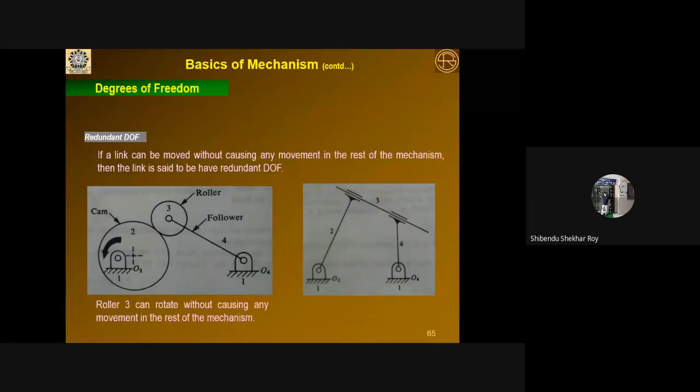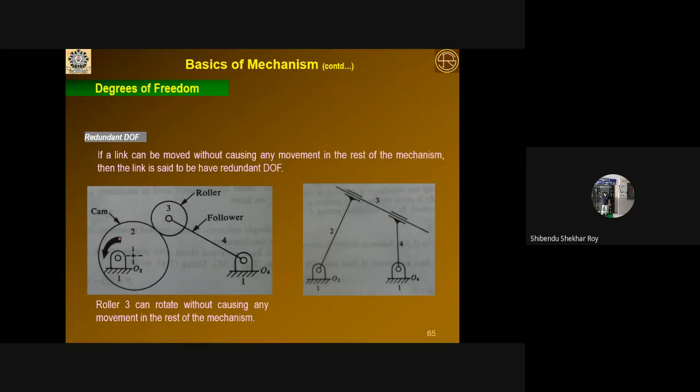There is another thing that exists in a mechanism, that is redundant degrees of freedom. For example, in these two examples, you see, if you rotate this cam, this is the follower, and the follower has this roller. Now let us say this roller is free. If it is free, then only will there be redundancy.